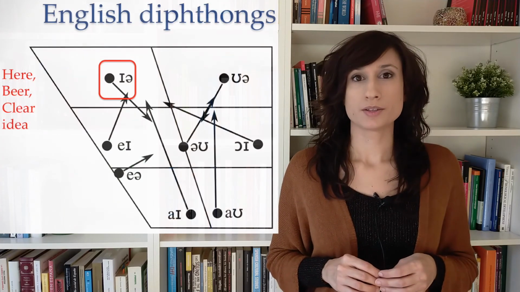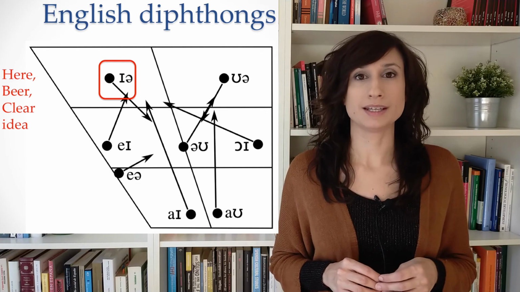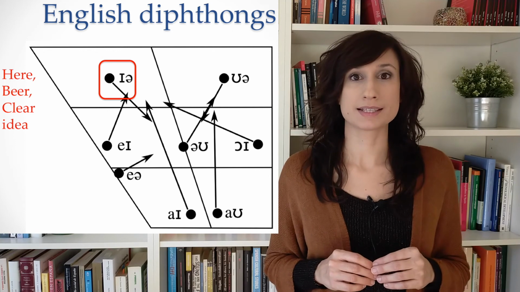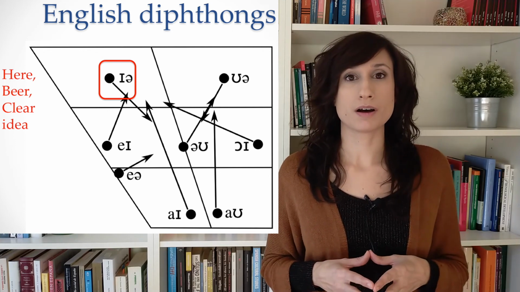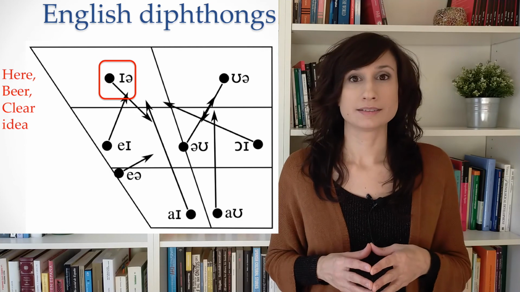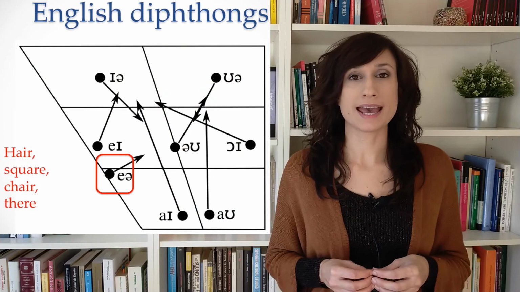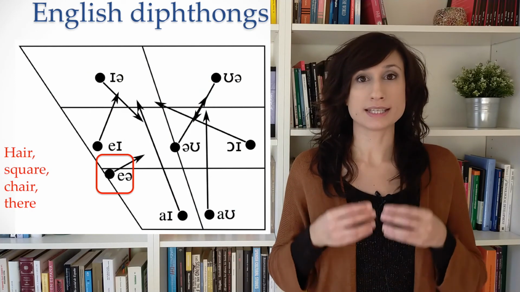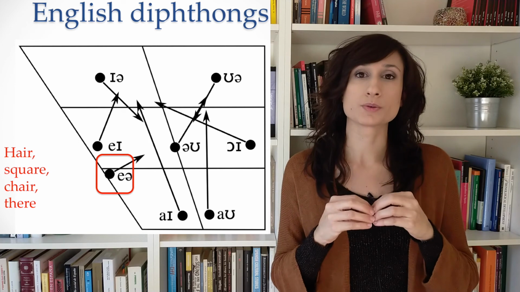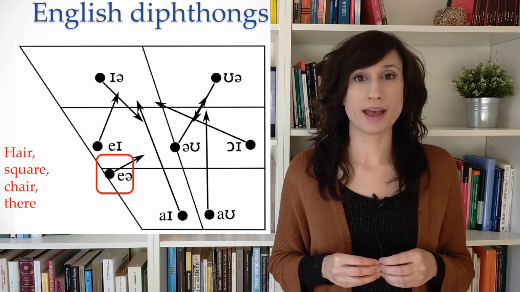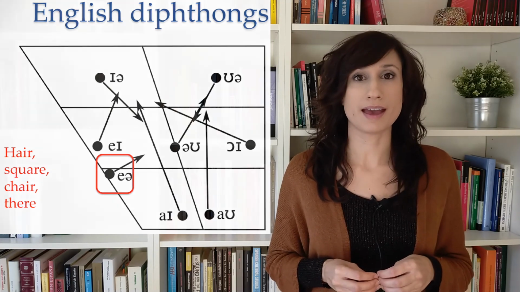Now the centering diphthongs. Centering diphthongs are those that end with a schwa-like quality. So the first one is ear. It starts with an I and goes towards a schwa. It's not ear, but it's ear, as in here. Examples with this diphthong are beer, here, idea, clear. The second centering diphthong is air. It starts with an air quality, again, open air, and then goes towards a schwa. Air. Examples with this diphthong would be hair, square, chair, there.